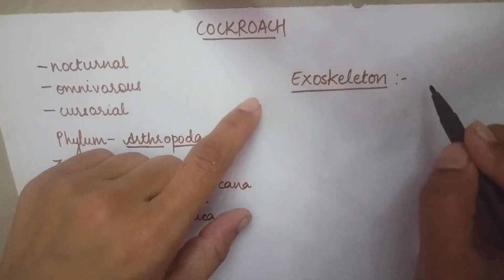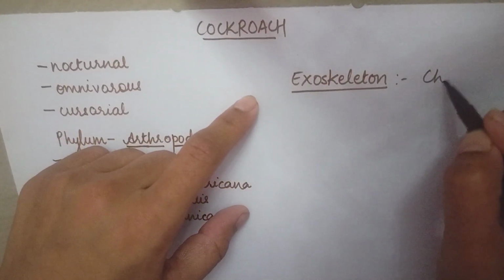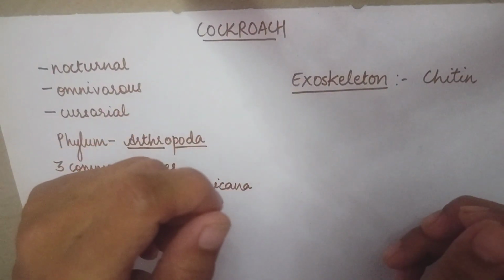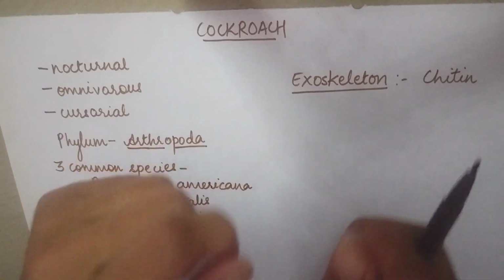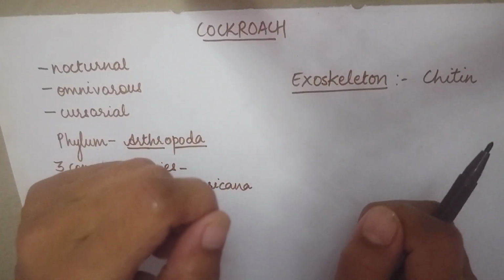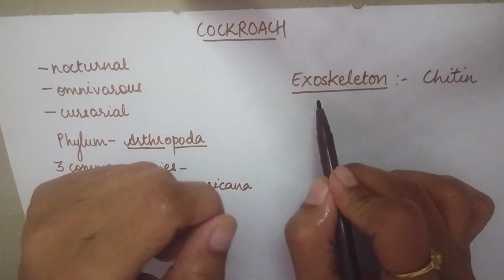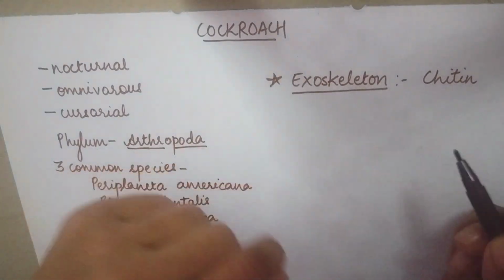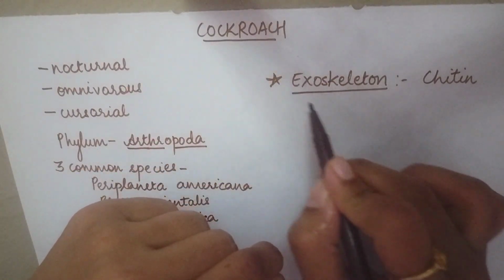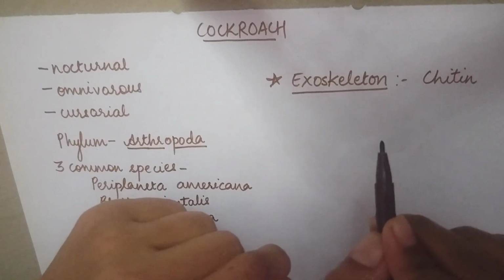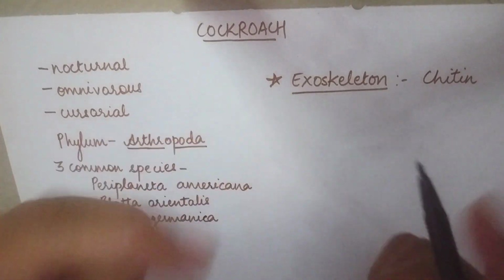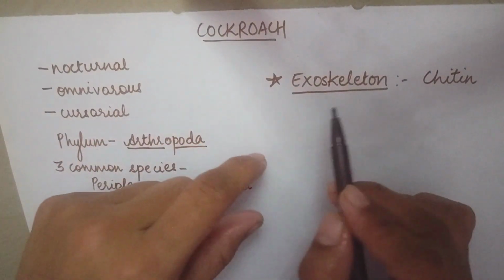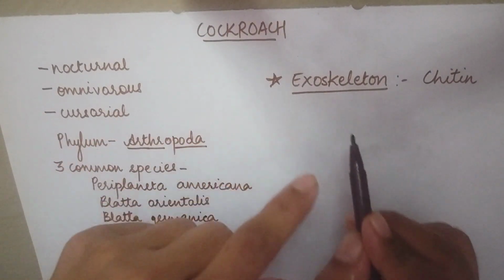In case of cockroach, the exoskeleton is made up of chitin. Chitin is a polysaccharide, hard, waxy, non-living substance. So this chitinous exoskeleton is one of the characteristic features of cockroach. This is very important, which you should remember: cockroach has an exoskeleton made up of chitin, a hard, waxy, non-living substance. It is basically a polysaccharide. Now see the body of the cockroach.